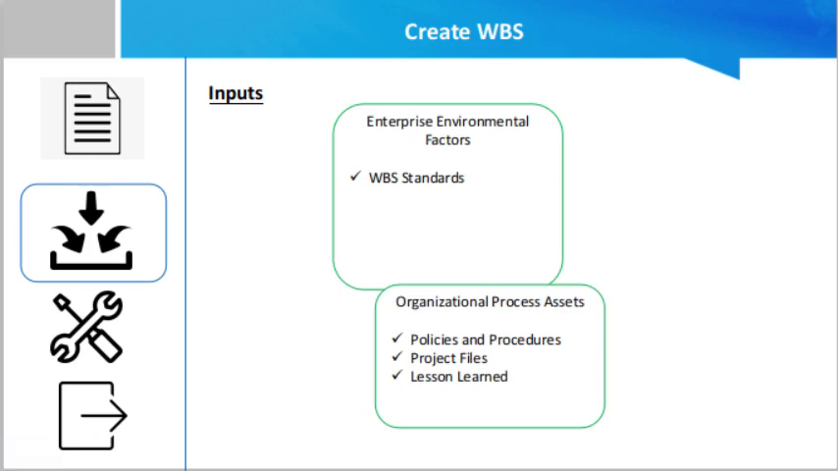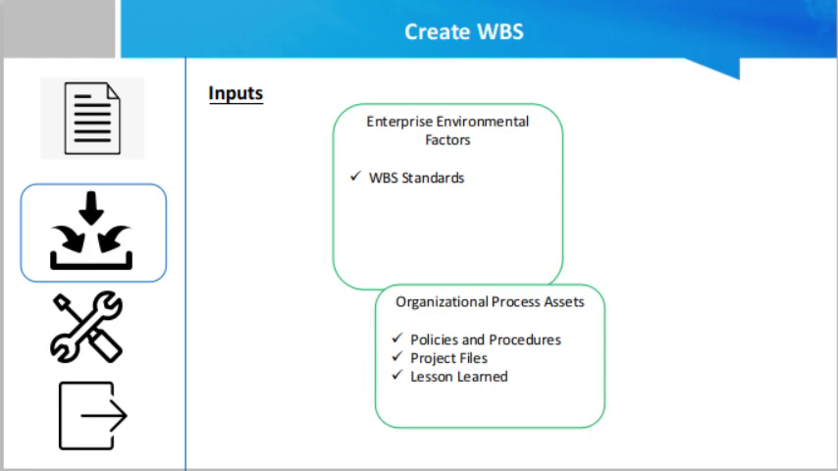The other inputs are enterprise environmental factors. Enterprise environmental factors influence the organization, the project, and its outcome. Every organization has to live and work within the enterprise environmental factors, which can be either internal or external. Organizational process assets include policies, procedures, and templates for the WBS, project files from previous projects, and lessons learned from past projects.